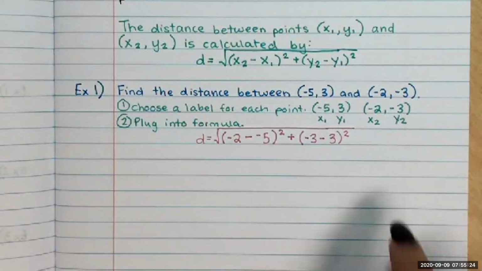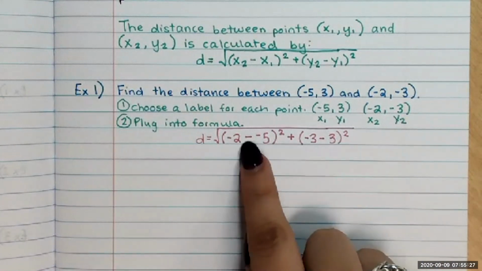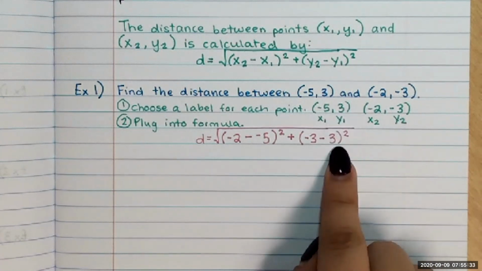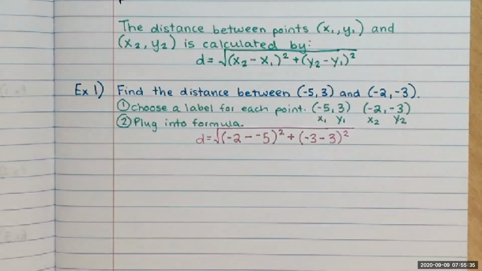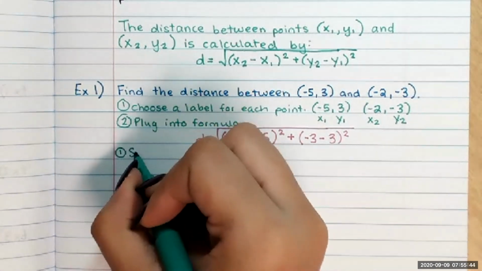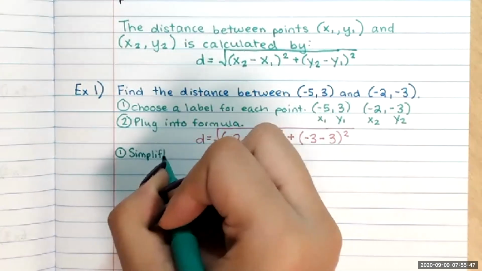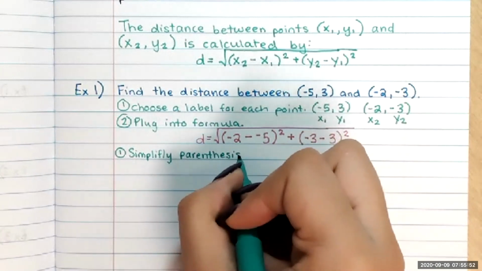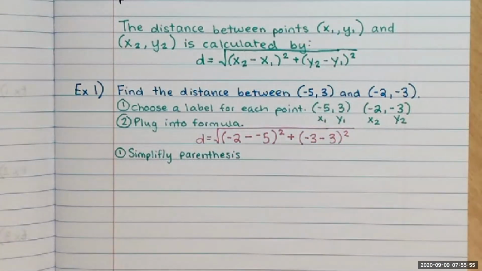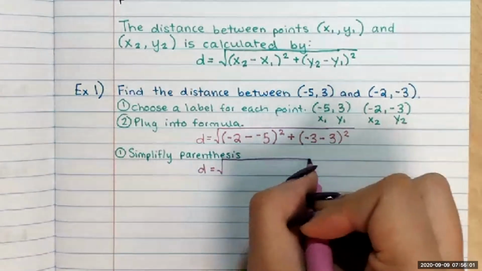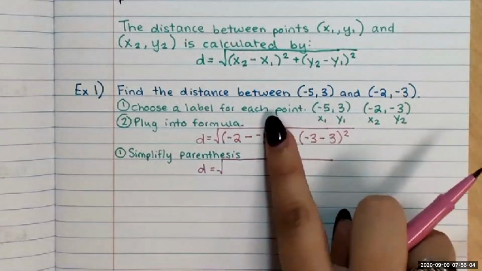So all I did is I went through and I did x2 minus x1 plus y2 minus y1. Again, this may look intimidating, but we're going to break it down step by step. So first, we're going to simplify the parentheses. So all I have to do, ignore everything else.